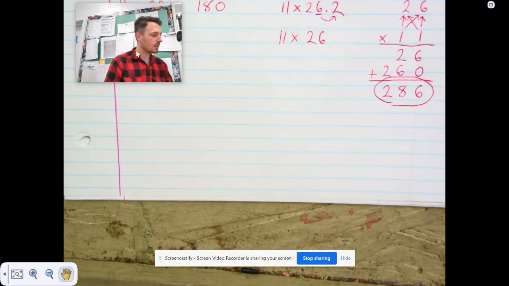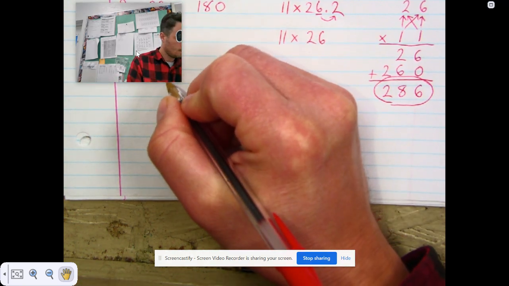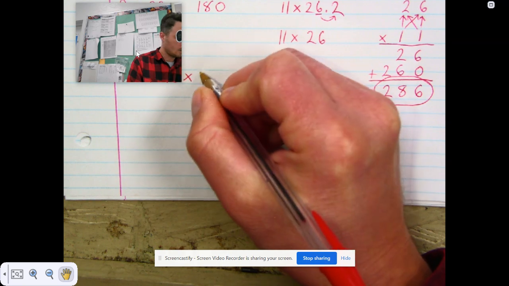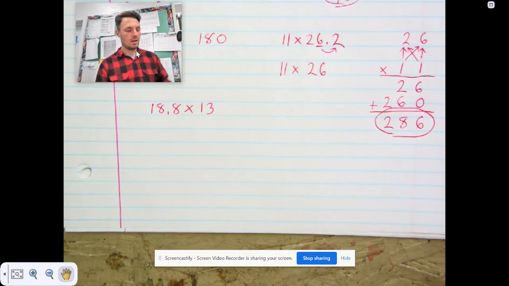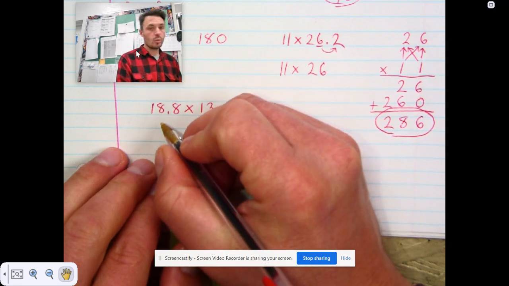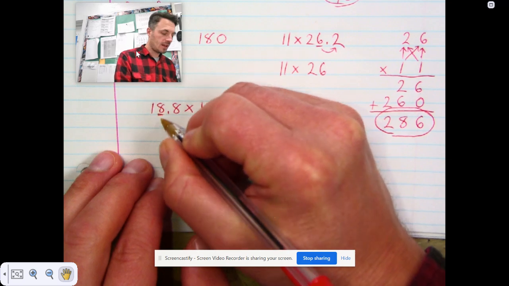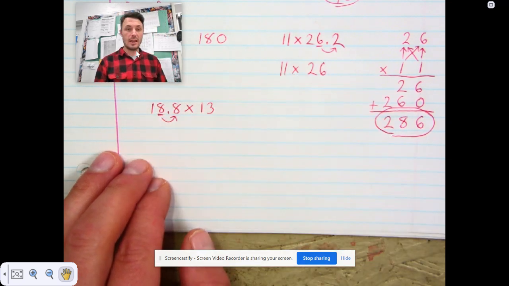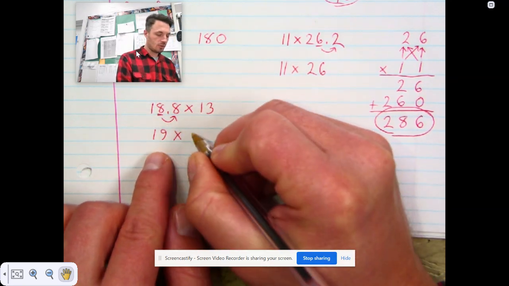We'll do one more example together before I assign your independent work. Let's do 18 and 8/10 times 13. Did I say 18.8? No, we don't say point for the decimal point. We say and. 18 and 8/10 times 13. So we round the decimal number to the nearest ones place. So the 8 asks the 8 for a raise, and the 8 says yes. So 18 becomes 19 times 13.